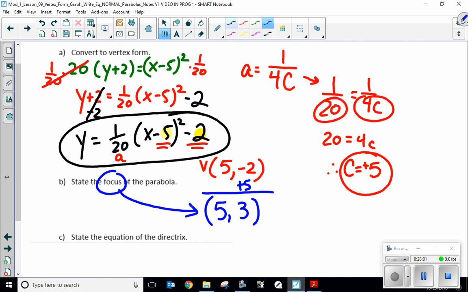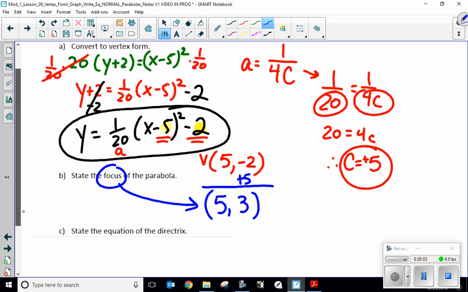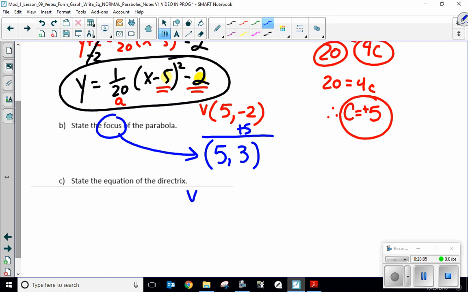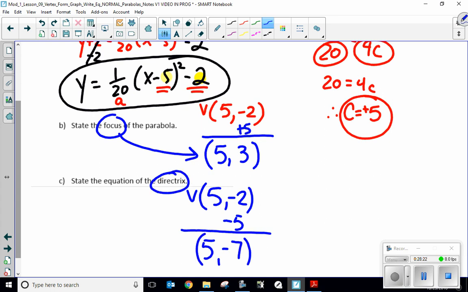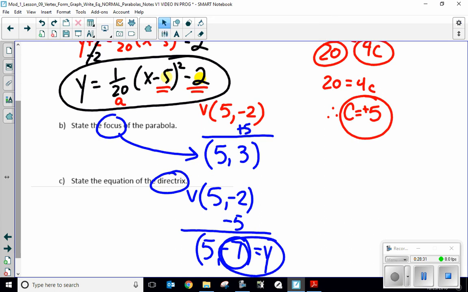That's my focus. How do I find the directrix? Well, if I went up 5 from my vertex to my focus, I should go down 5 from my vertex to my directrix. 5, -7. And actually, the directrix isn't a point, but a line. So we want to say y equals -7. Wow, that was a lot in a little bit of time.